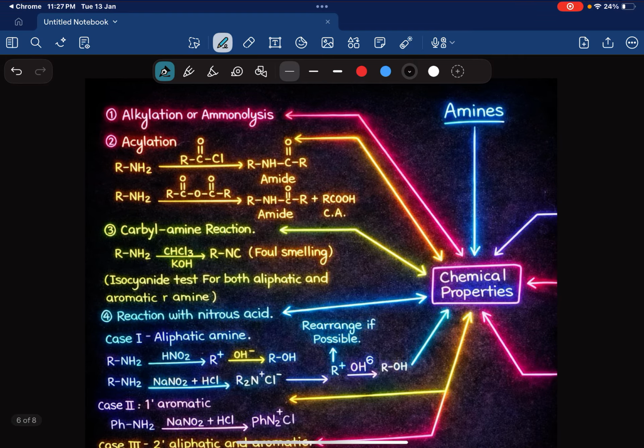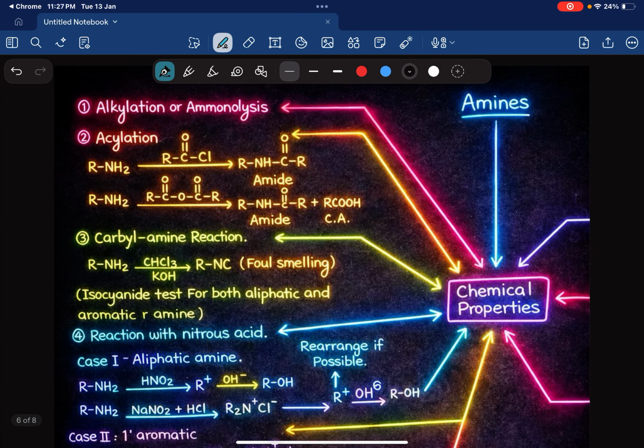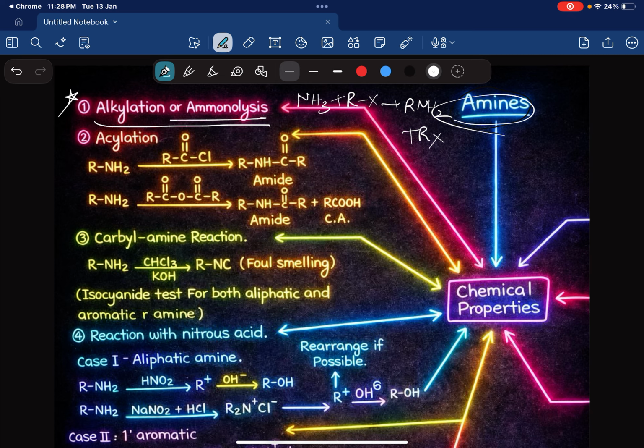So this is the next reaction, alkylation, a chemical property of amines. Here alkylation or ammonolysis is the same as the making of primary amine from ammonia. When ammonia reacts with RX, it keeps on replacing X minus with NH2, and this continues. It will give primary amine, and further addition of RX gives secondary amine, and it keeps continuing; we call it the alkylation or ammonolysis process. Coming to acylation, a very important reaction.